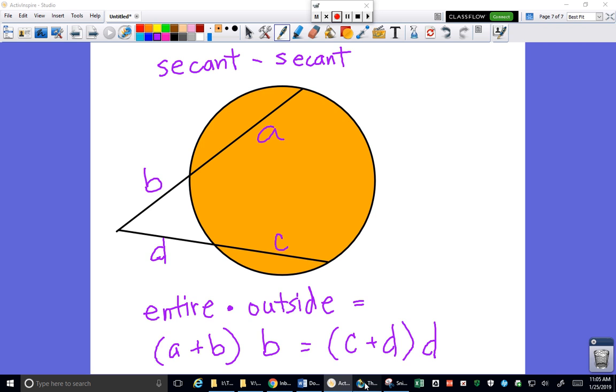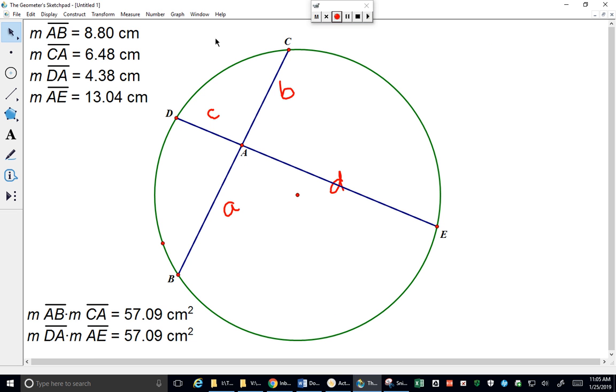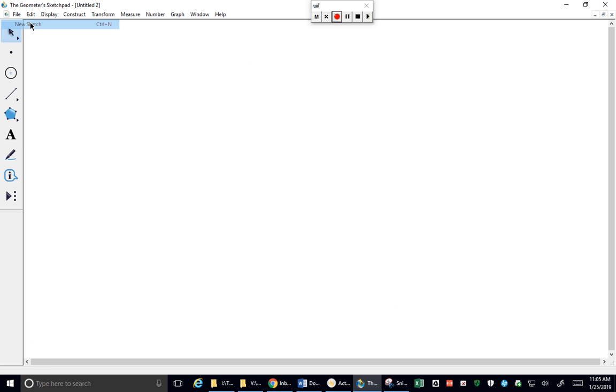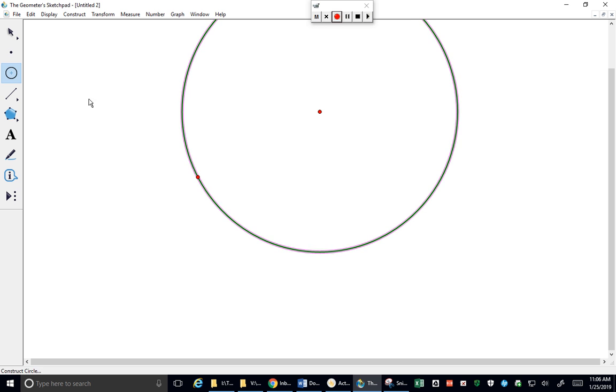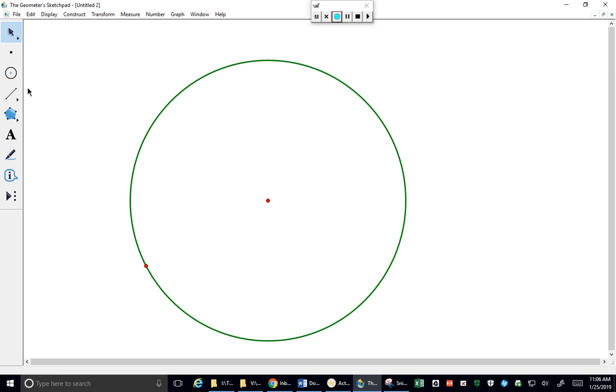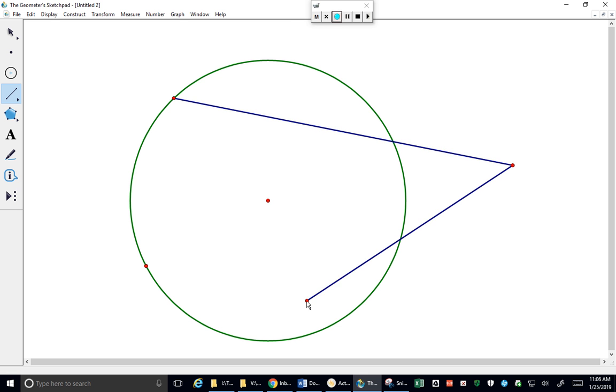Let's go over here to our sketch and see if we can't verify that with a new sketch. So I had myself a circle. Bring it back in here. Come here, circle. And I had two secants. So I had from here to the outside, and then it had to have the same endpoint, and like that.